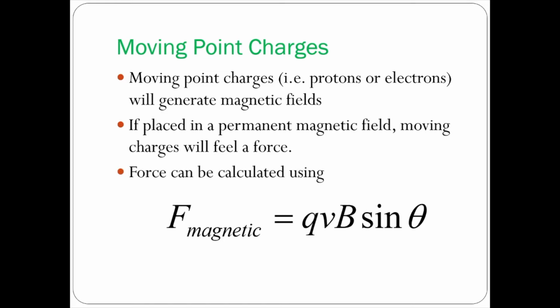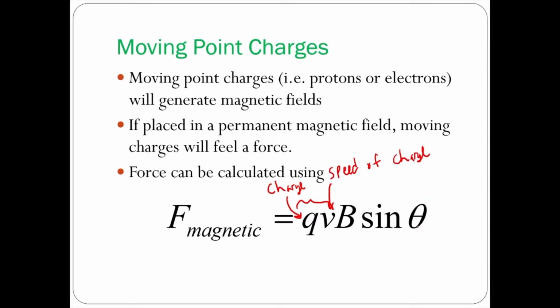Now, the calculation for the magnetic force on the moving point charge is slightly different because rather than having a current, we just have a single charge that is moving. So the equation is almost the same. We just have, rather than having I, a charge. That's Q. Charge is Q. And then speed of charge.